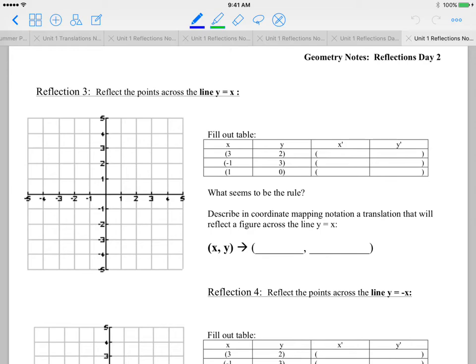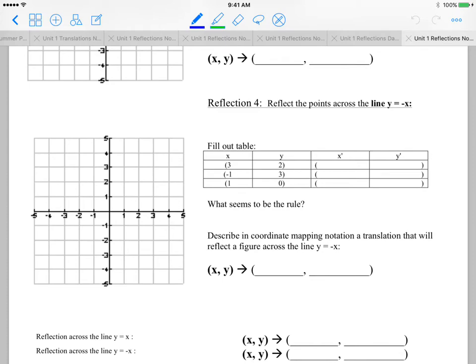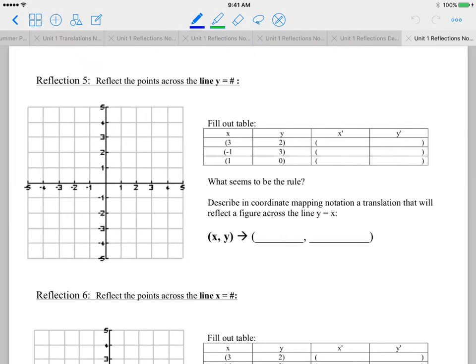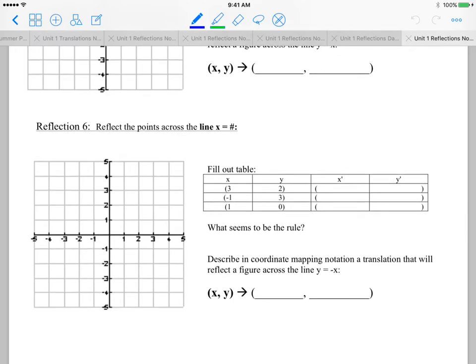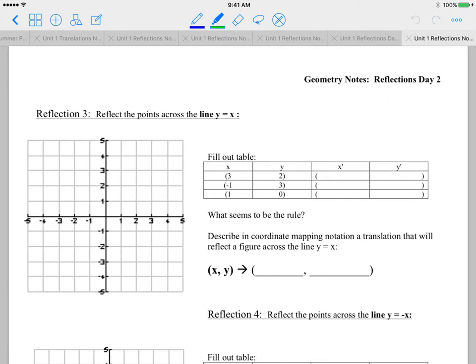Okay, we're going to talk about a couple of lines. So, we're going to go through y equals x, y equals negative x, and then we're going to talk about reflecting over a horizontal y equals line and also reflecting over a vertical x equals line. So you guys can follow along on your notes. Y'all can pause or whatever you need to do, but we're going to work through these problems.